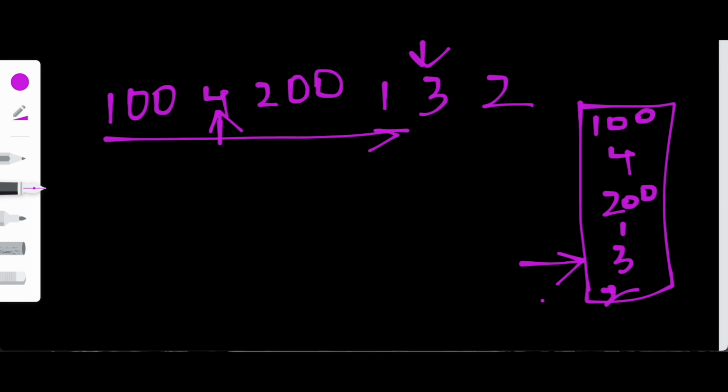Now 3 will do the same thing. 3 minus 1 is 2. Do you have 2 in the array? Yes. And then 2 will also do the same thing. Do you have 2 minus 1, which is equal to 1 in the hash map? Yes. So we started at asking the question, do you have a 4?